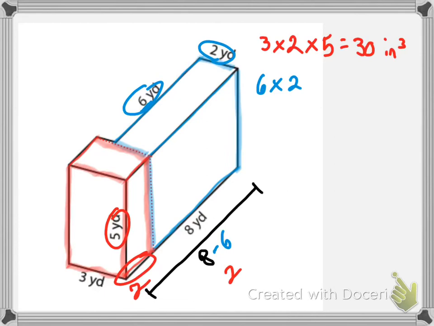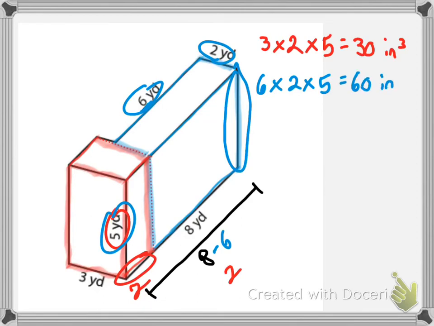But the blue and the red are both the same height. If you look at how tall they are, they're both the same height. So whatever the red height was, which was 5, the blue height is the same. It's 5. So it's going to be 6 times 2 times 5, which gives us 60 yards squared, not inches, sorry. And then we're going to just add those together. 30 plus 60 is 90, so the volume is 90 yards squared on this shape here.